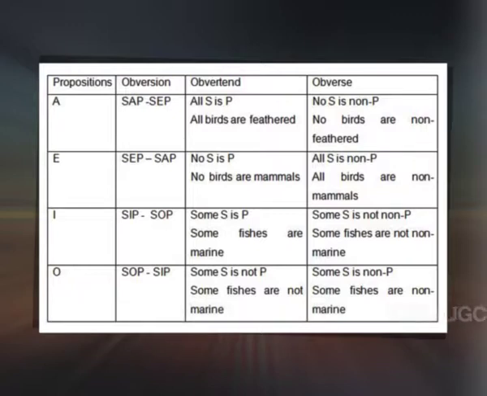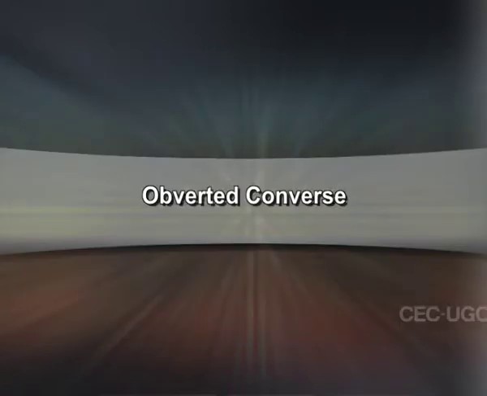I proposition obversion, SIP, SOP. Obvertend, some S is P. Obverse, some S is not non-P. Obvertend, some fishes are marine. Obverse, some fishes are not non-marine. O proposition, SOP, SIP. Obvertend, some S is not P. Obverse, some S is non-P. Obvertend, some fishes are not marine. Obverse, some fishes are non-marine.